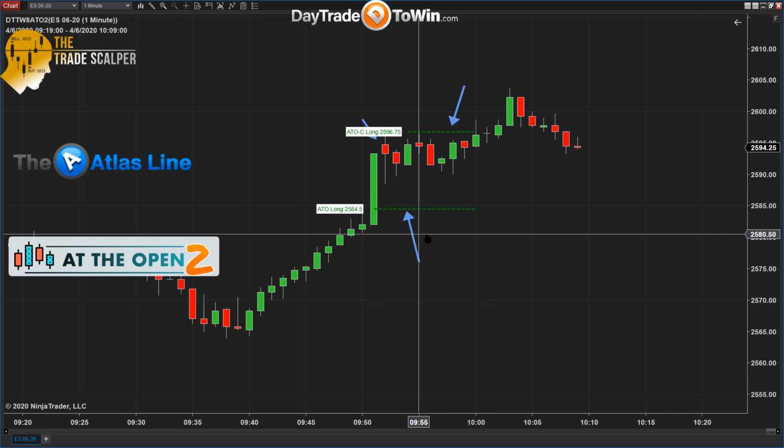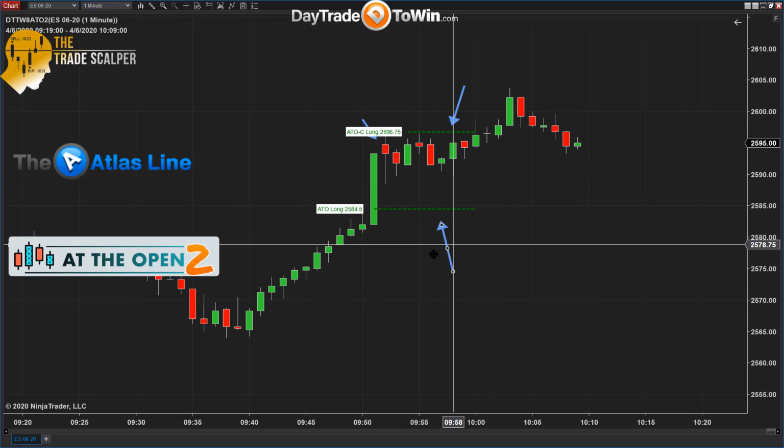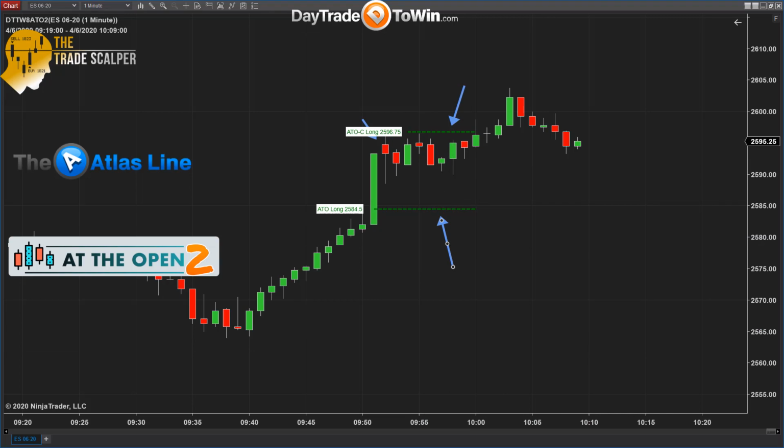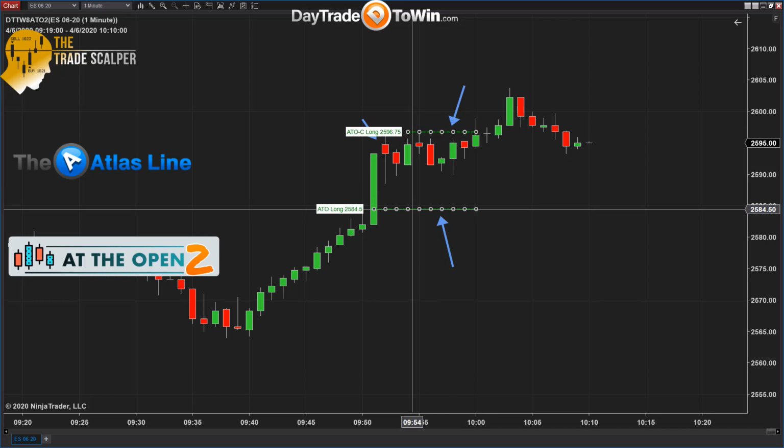So these green lines that you see here are the at the open method, ATO method. Holly, let me know if you're okay with that. So three separate individual methods displayed. Okay.